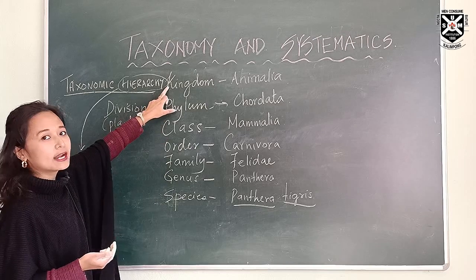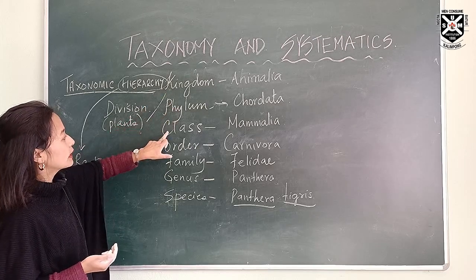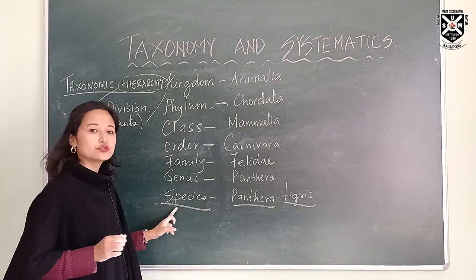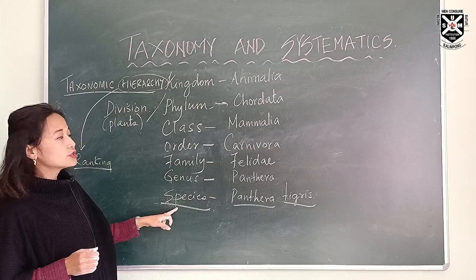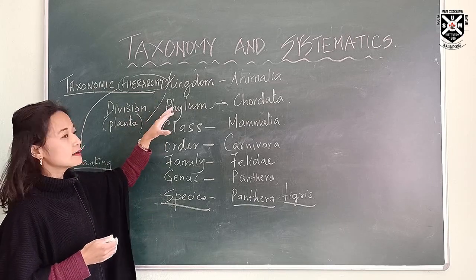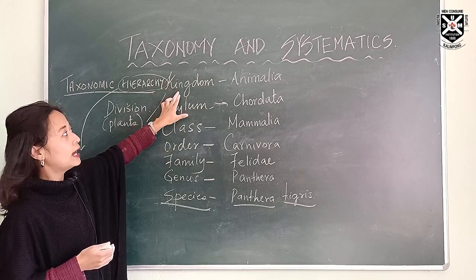Okay, so kingdom is regarded as the highest rank. Below that is the phylum, class, order, family, genus, and the lowest level is given to the species. All right, so this is a system of ranking. The different groups are placed in different ranks, with kingdom being the highest.